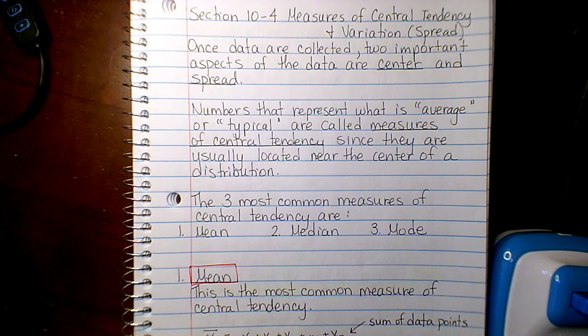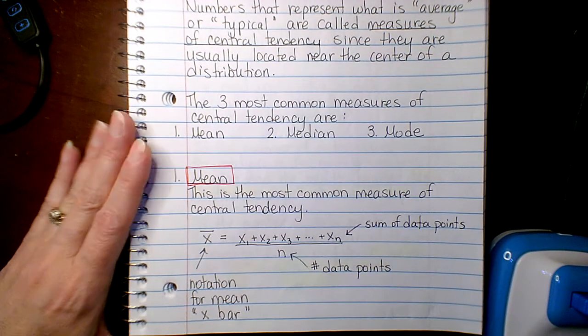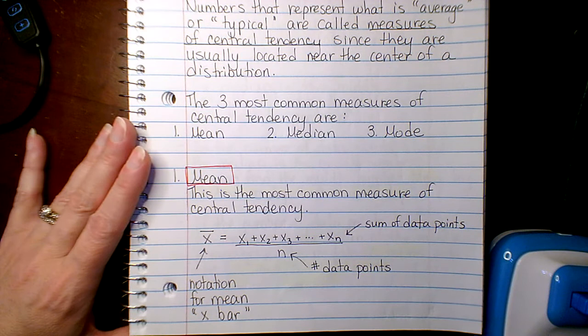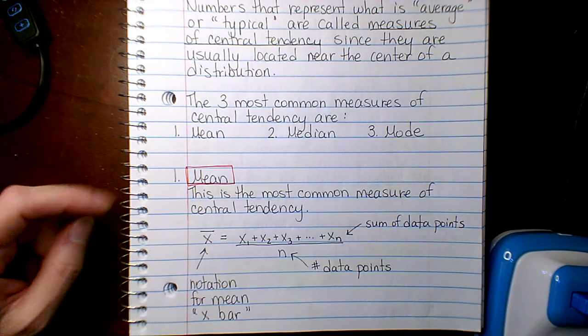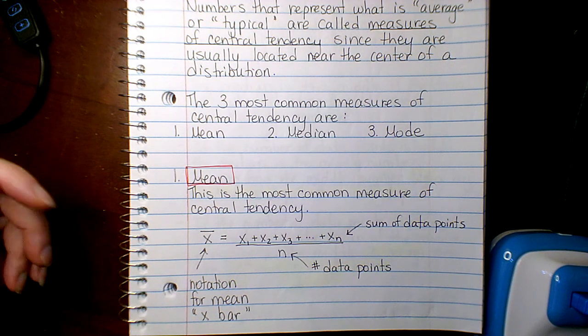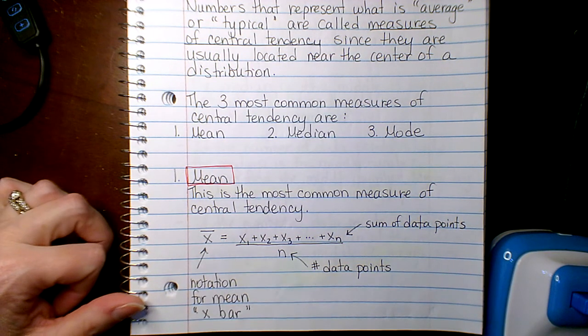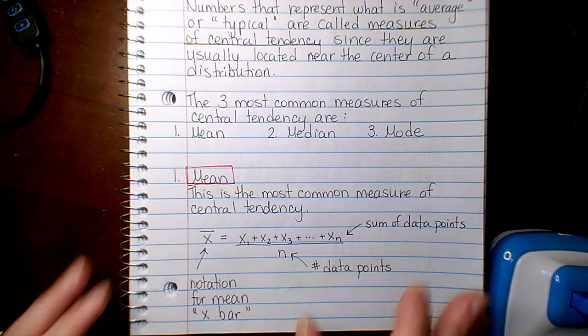Okay? So we're going to handle these one at a time, and then we will calculate them all together on one example. The mean. This is probably the one that you are most familiar with. Typically, the mean and the word average are used interchangeably just because this is so common for a measure of central tendency. The mean, we usually use a bar over it. Okay, so that's x bar. And the mean is just the sum, or add up all the data points and divide by the number of data points. So that's what the mean is.